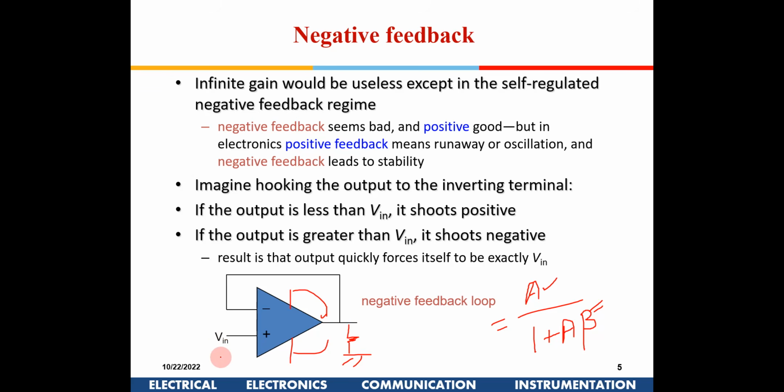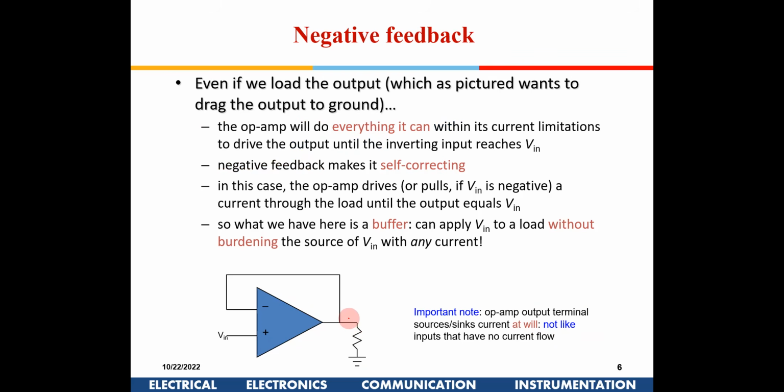So, input and output are isolated. This will offer a high impedance to the input, whereas here it acts like a buffer out here. So this is how an op-amp is generally used. This is one of the configurations. There are other configurations also.